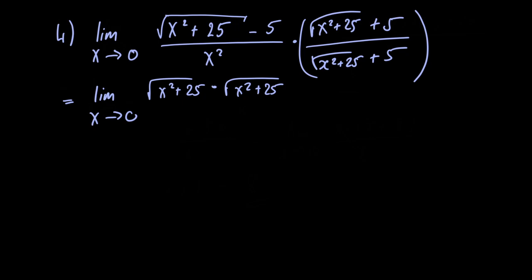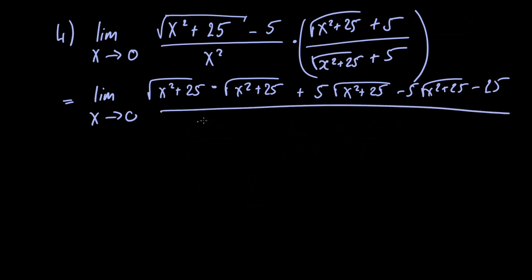The square root of x squared plus 25 multiplied by 5, minus 5 times the square root of x squared plus 25, minus 5 times positive 5, so we just have minus 25 here. And I'm just going to rewrite the denominator as x squared multiplied by the square root of x squared plus 25 plus 5.